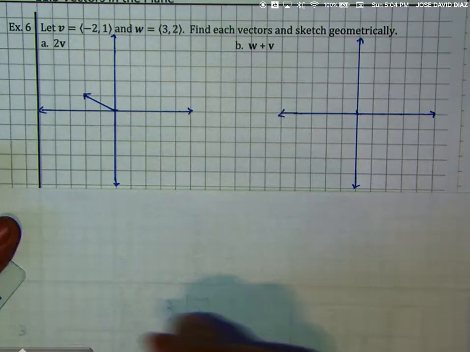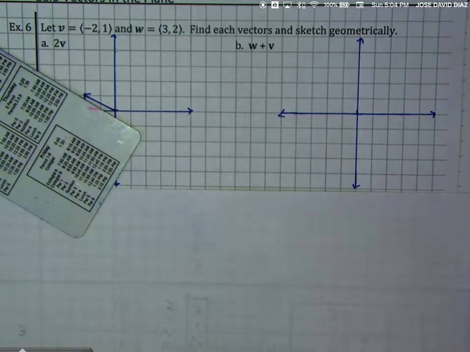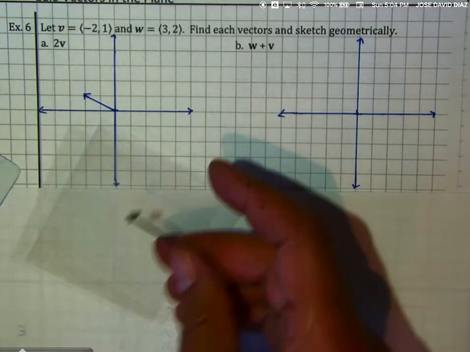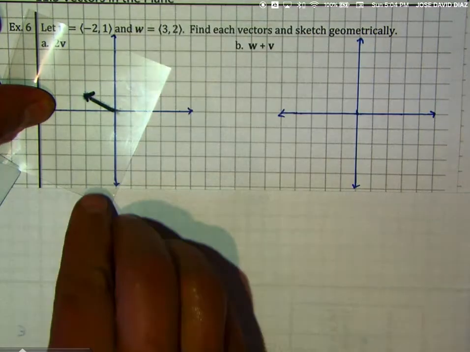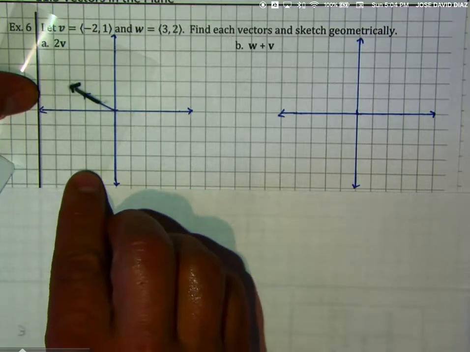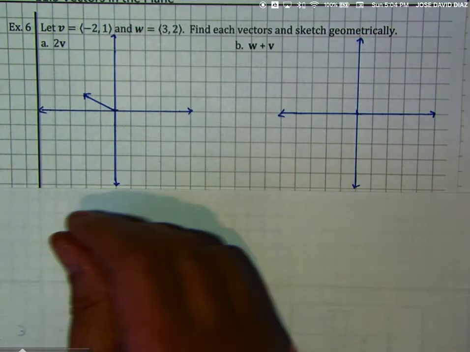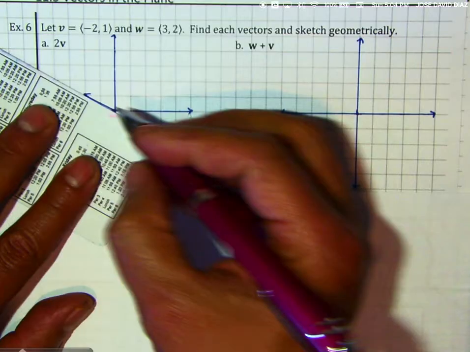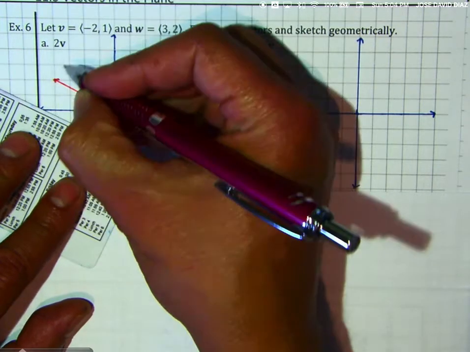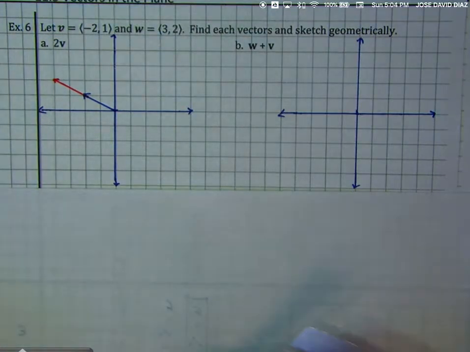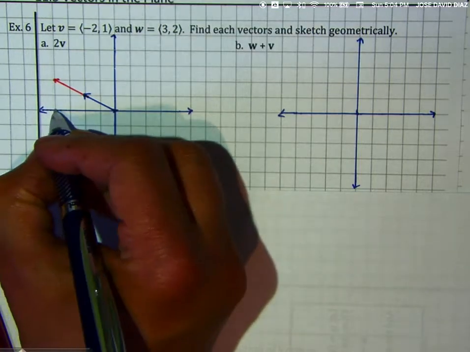So 2v, we're going to multiply the vector times 2. So we're going to take this vector, and now we're going to extend it. So it's going to be multiplied by 2. The length will be multiplied by 2. So now that'll be the new vector. As you can tell, my new vector will start at 0, 0 and will end at negative 4 and positive 2.